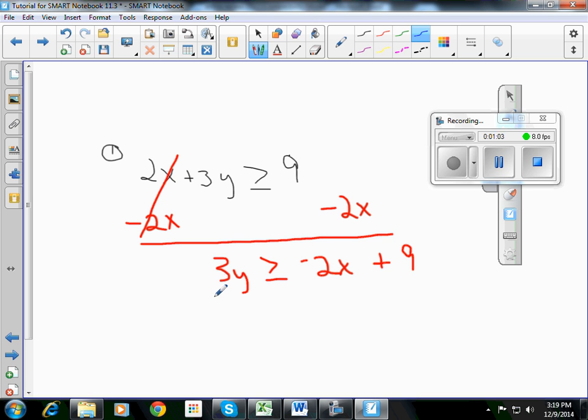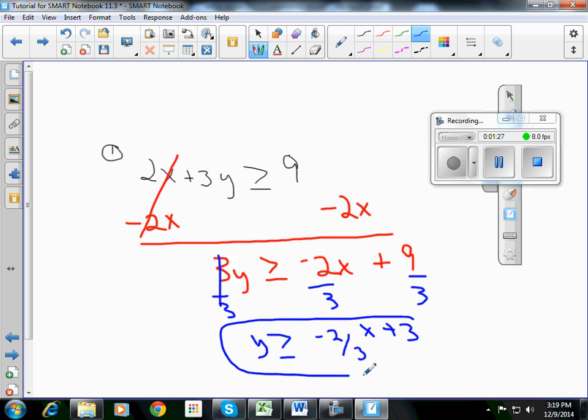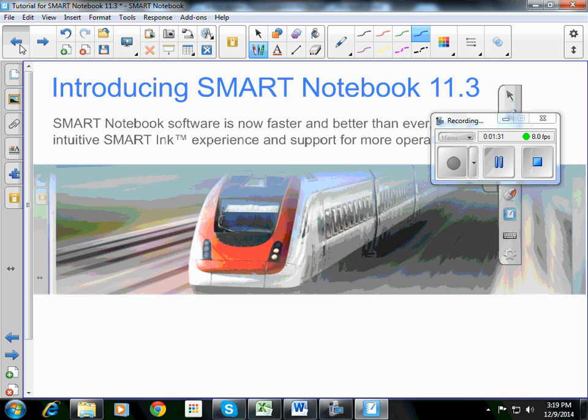Now, to make it y equals, I have to divide everything all the way across by 3. So the 3's cancel, and now it's in the form of y is greater than or equal to negative 2/3 x plus 3. That's number one. Let's look at a different sample.